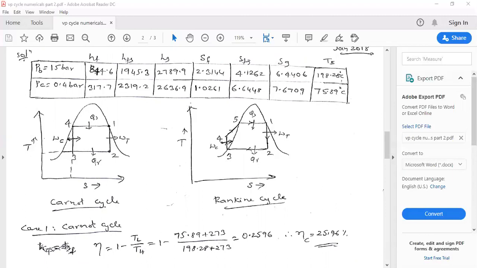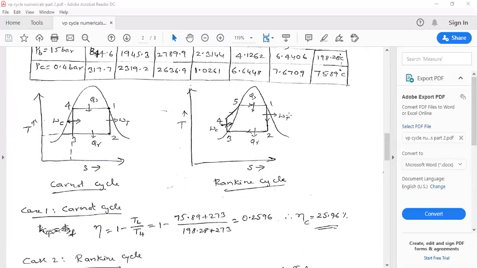So directly, saturation temperature obtained for the condenser is 75.89, converted into Kelvin scale. Again, the saturation temperature for the boiler is 198.28, convert to Kelvin. So you'll get the efficiency of 25.96 as the efficiency for a Carnot cycle.